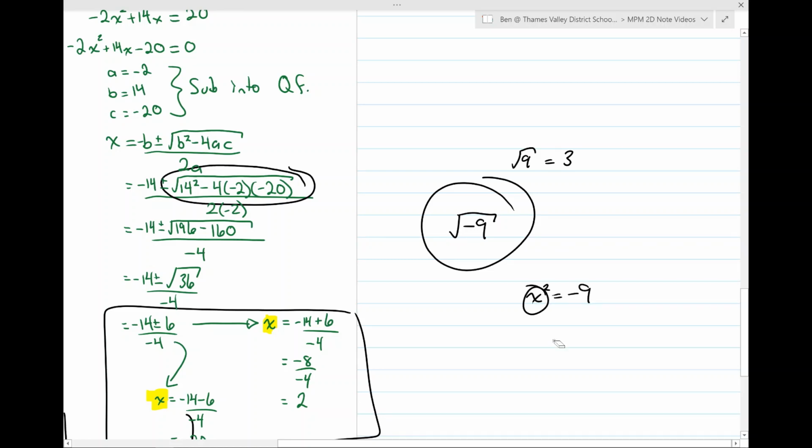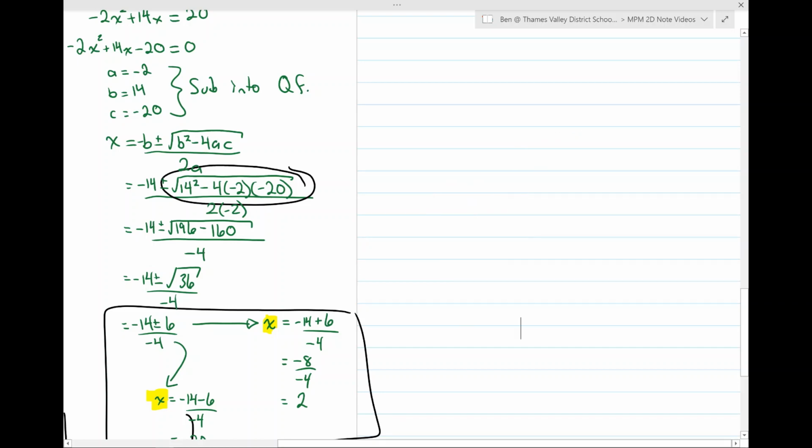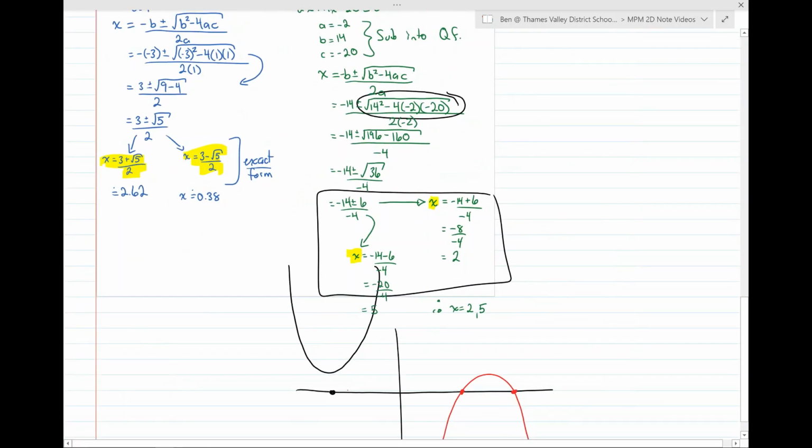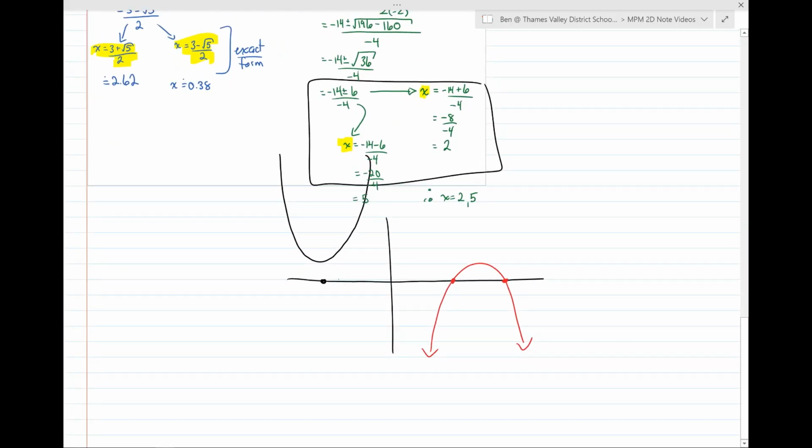There's no x here that can satisfy this. So since there's no x, if we have a negative number underneath our square root sign, we'll end up with no solutions. You might see that coming up, and we'll jump into that a little bit more in our next lesson.